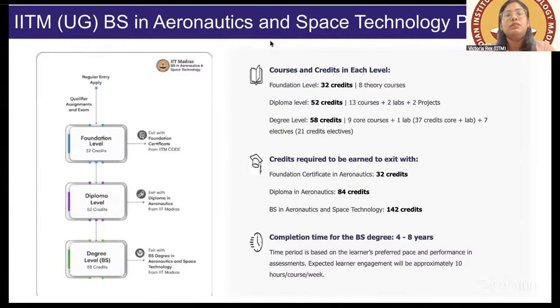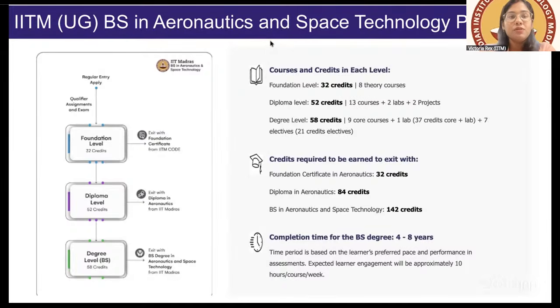Today, thanks for joining. Thanks for applying for BS in Aeronautics and Space Technology. Today we are going to give you the overview of the foundation level, what you're going to do, what all the courses are available in the foundation level, and what is going to happen when you are taking this BS in Aeronautics and Space Technology program.